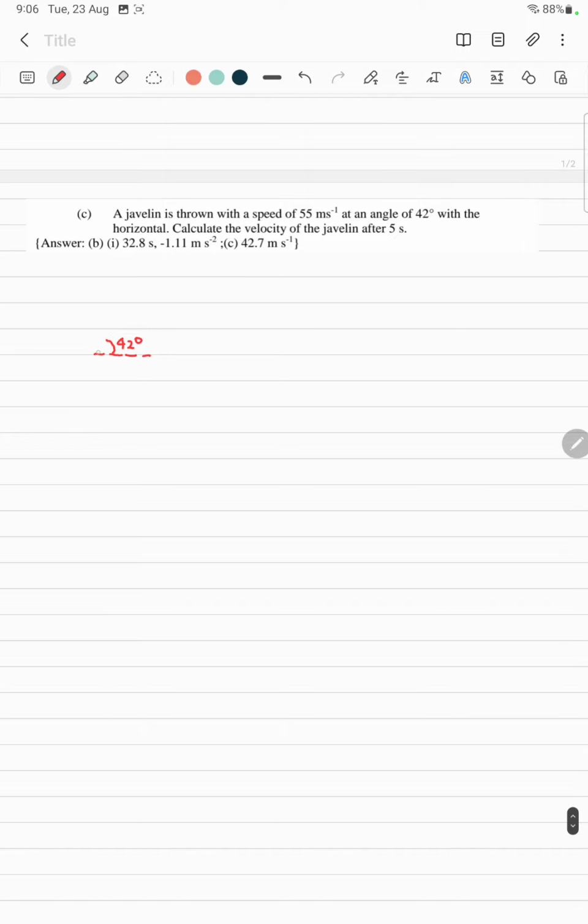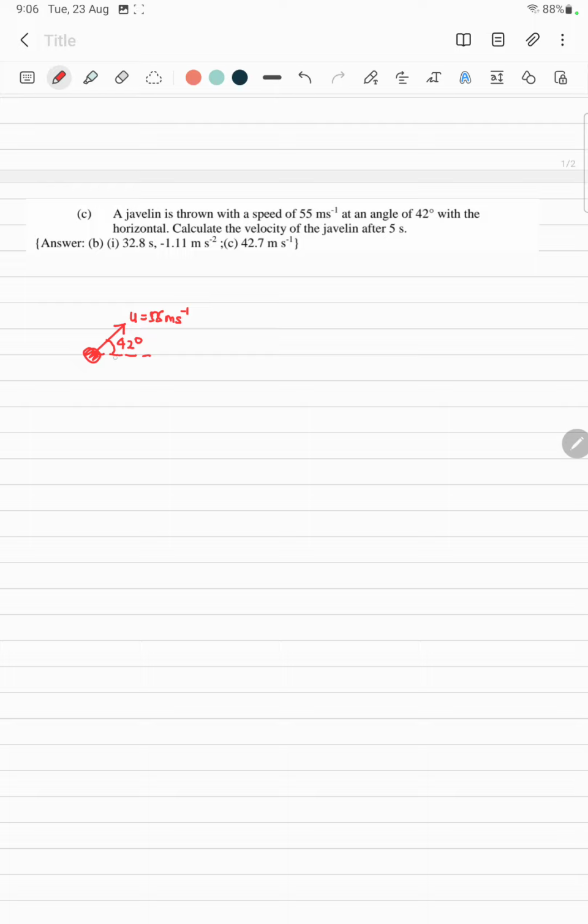Then class, we have question C. A javelin is thrown with a speed of 55 meter per second at an angle 42 degree with the horizontal. So we sketch the situations. So at an angle 42 degree from the horizontal, we launch a javelin at the initial speed of 55 meter per second.